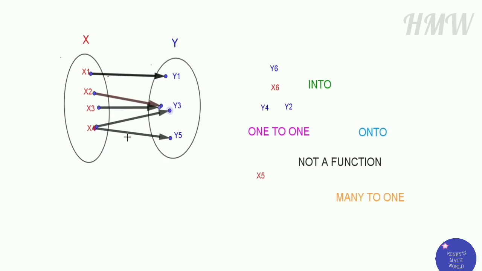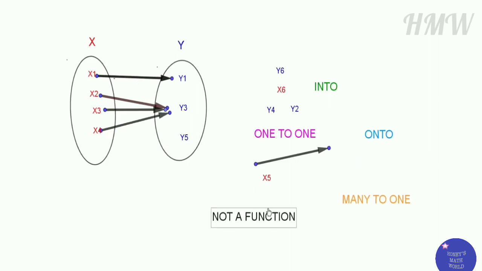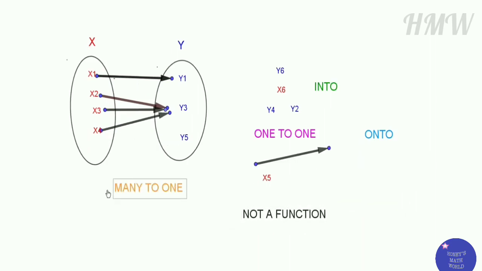What about this? Is it a function? This mapping is not even a function because x4 has two images. So it is not a function. What about this? This is a many-to-one function. Many elements have the same image, or distinct elements have the same image. So it is not a 1-to-1 function. So it is many-to-one. It is an into function because the codomain is not equal to the range. It is not an onto function.